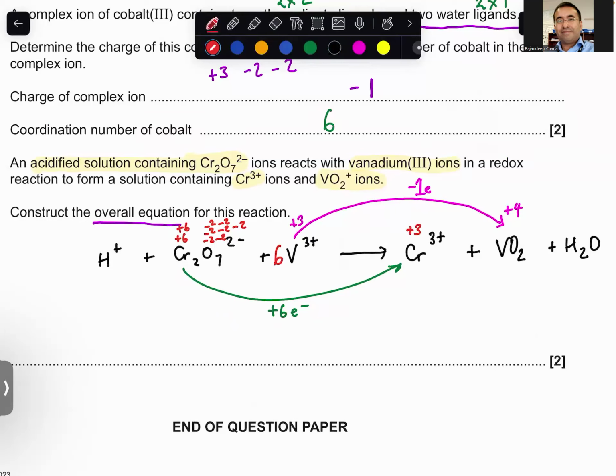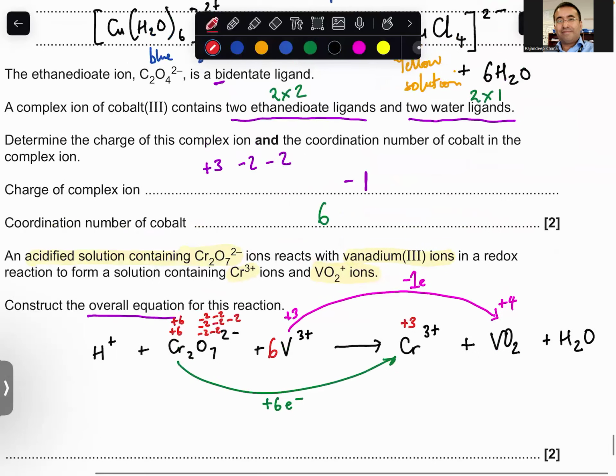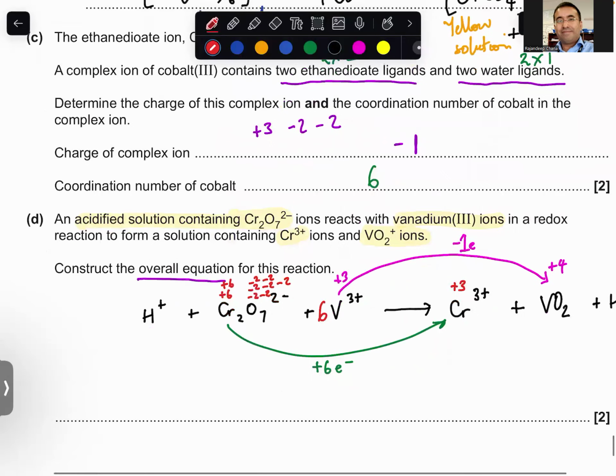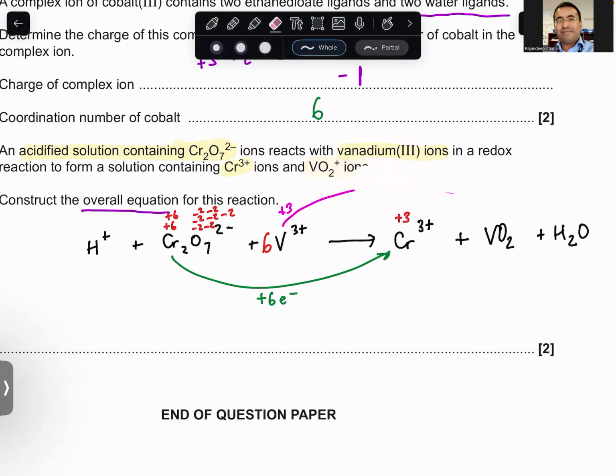The mark scheme is saying something else. What's going on here? I've read the question wrong. Aha. Look, there's a plus sign here. That's the mistake I've made. The plus sign means, look how easy it is to lose a mark.